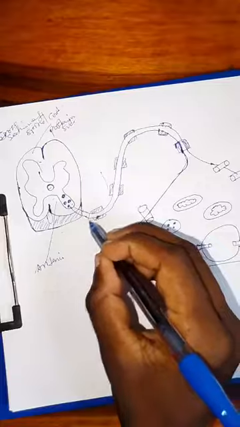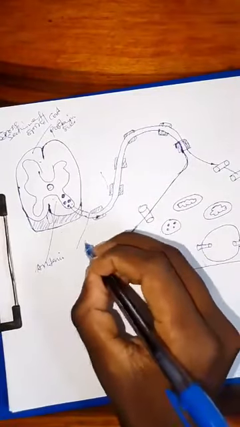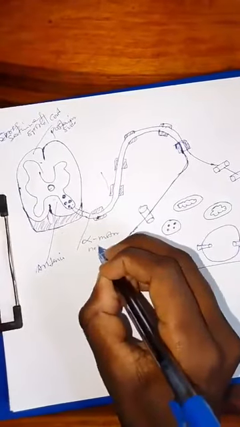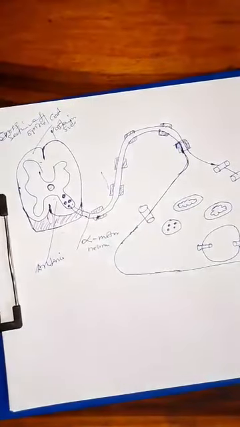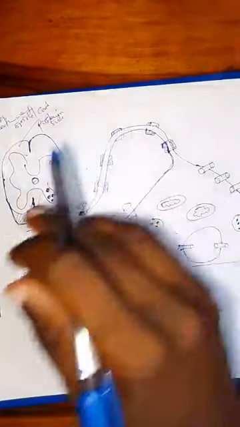Now, what you are seeing here is a neuron, specifically the alpha motor neuron. This is the alpha motor neuron, and these channels you are seeing here, okay.